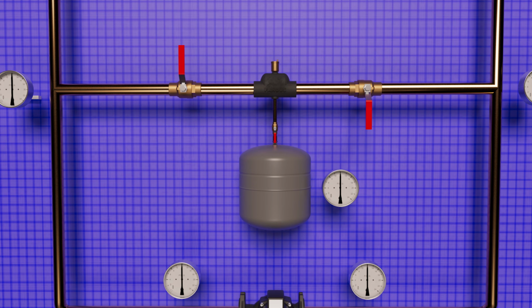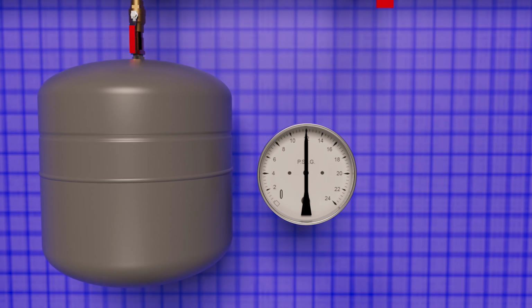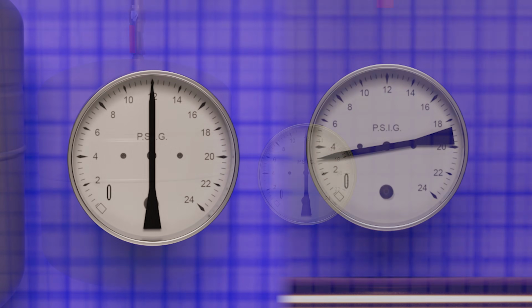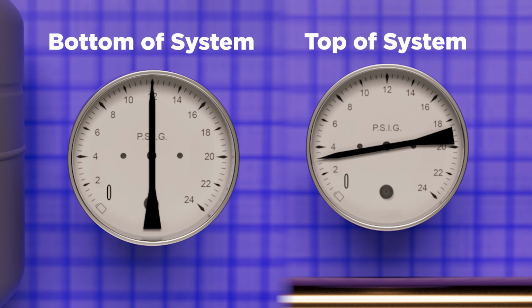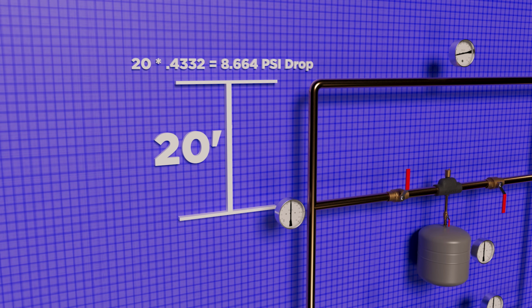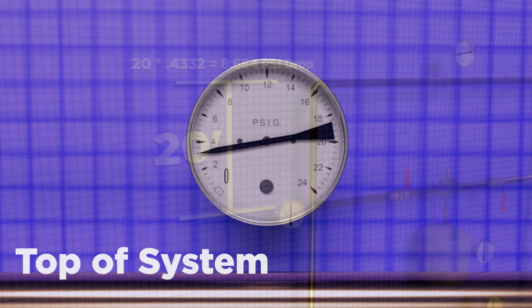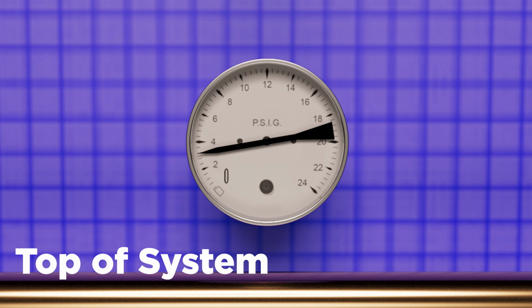We start with the expansion tank isolated from the system with ball valves. The pressure on the system is set to a typical 12 psi. Make note that the static pressure at the bottom of the system is not the same as the pressure at the top. In this example, 20 feet represents over 8 psi of pressure drop to get the water to the top of the system. This leaves less than 4 psi at the top of the system even with the circulator off.